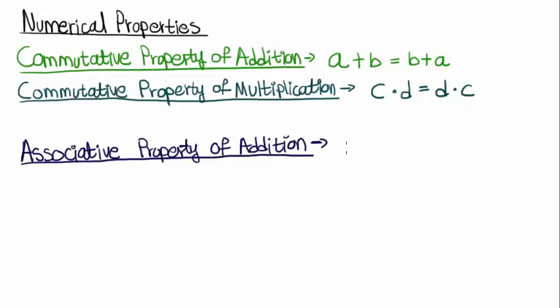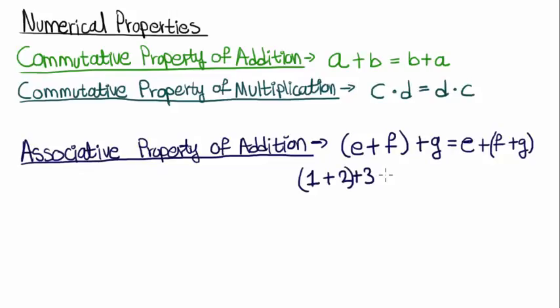The associative property tells me that if I have the following expression over here, in which the letters E, F, and G all represent numbers, then I can rewrite the quantity of E plus F plus G in the following manner. So basically, if you have the numbers 1, 2, and 3, and you're adding them all together, like this over here, that will give you the same answer as this over here. So that is what is meant by the associative property of addition.